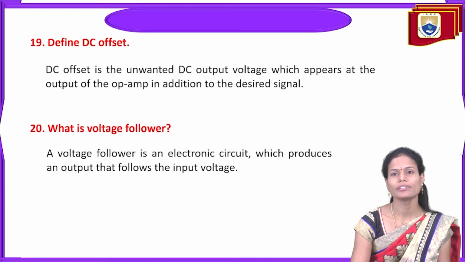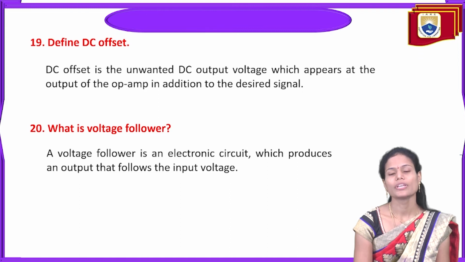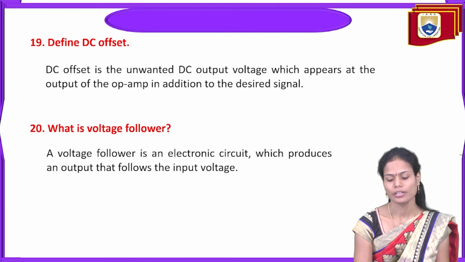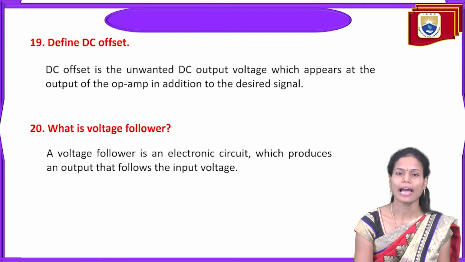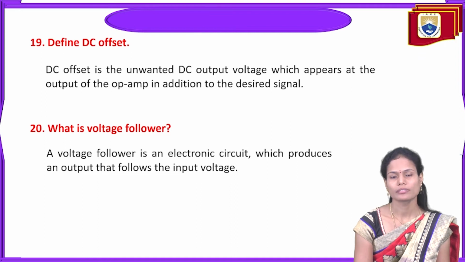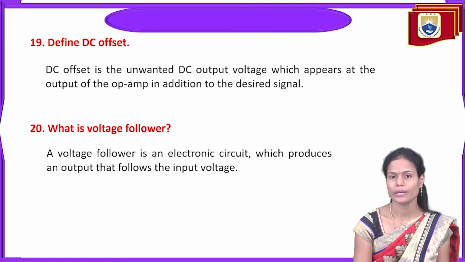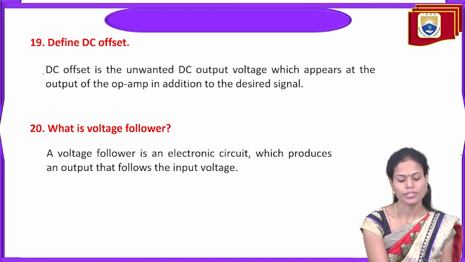And next, define DC offset. So, DC offset is the unwanted DC output voltage which is appearing across the output of the operational amplifier along with the desired output signal. When we are performing some particular operation in the operational amplifier, we should get the output of that particular application. But along with that, some amount of DC voltage also we are getting in the practical case. That DC voltage we are calling the DC offset here.